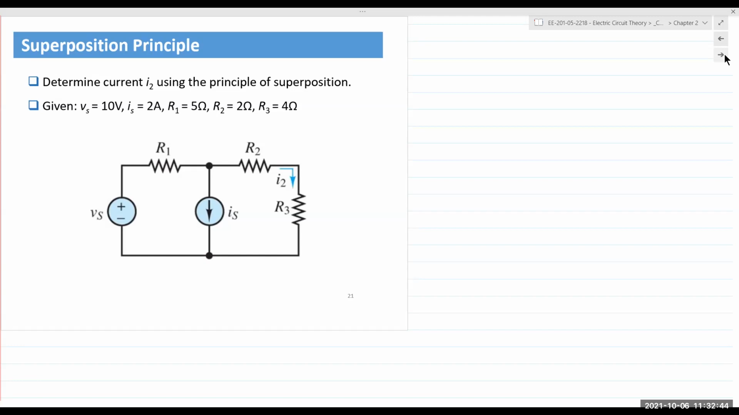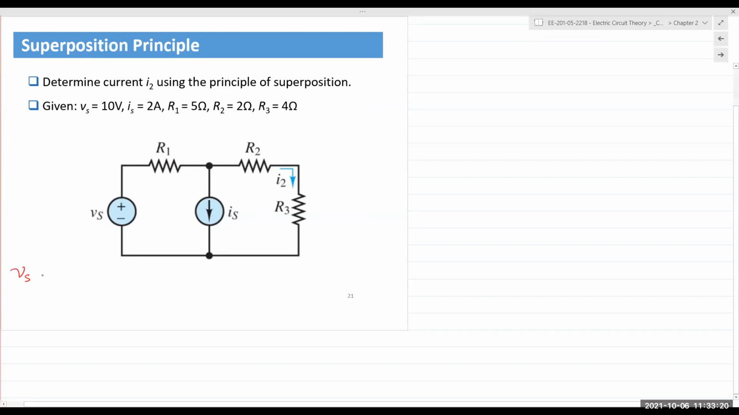You have two sources. That means you need to perform two analyses for any quantity that you need to find. The only quantity we need to find here is I2. So we only need to analyze it twice. We don't need to find VR1 or VR2 or VR3. We only need to find one quantity. So let's set this up. We need to analyze it twice, right? Once for VS, once for IS.